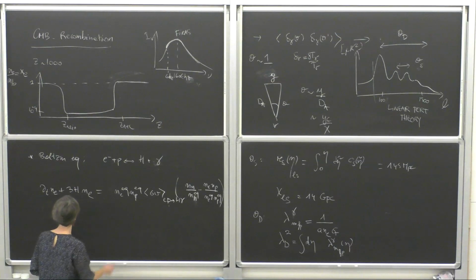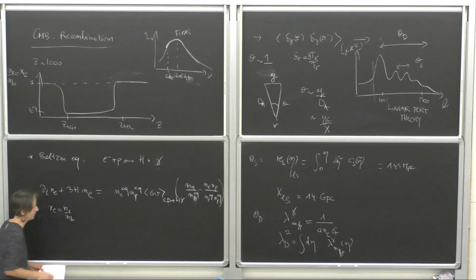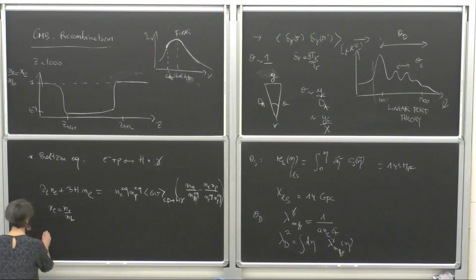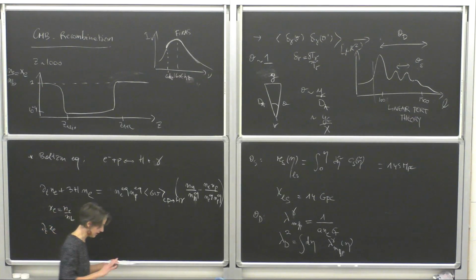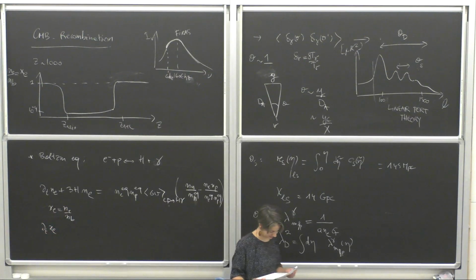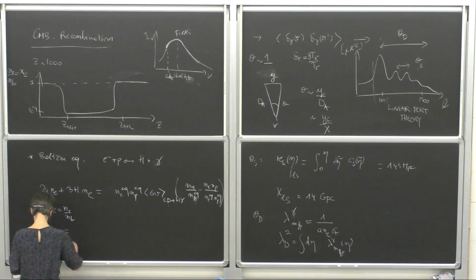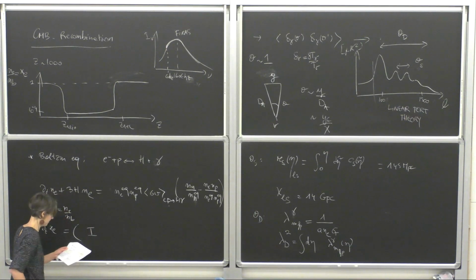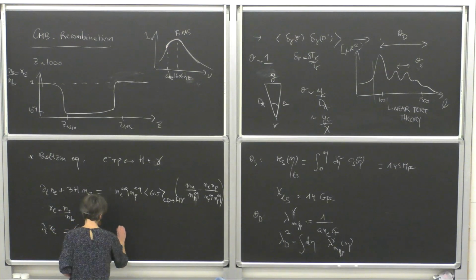These are the processes that are in the game. My whole goal is to go from here to the ionized fraction, which is n_e over n_b, okay? Details are in the notes. I won't go through this. But at the end of the day, I get an equation for the ionized fraction as a function of time that has two parts: one part that is the ionization rate, and the other part that is the recombination rate.